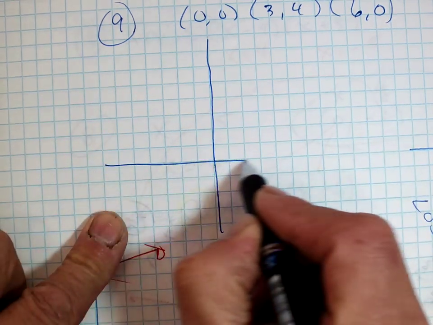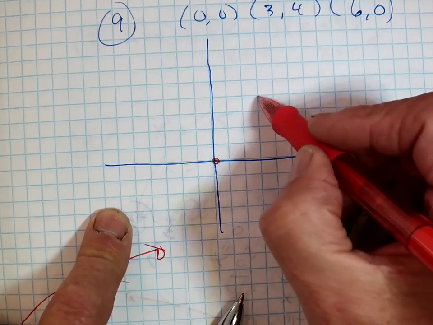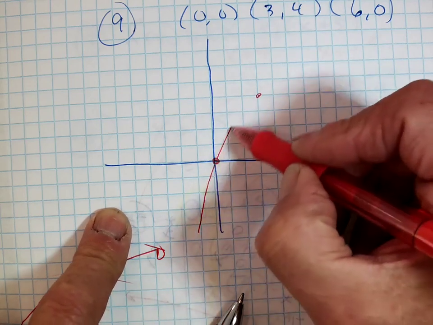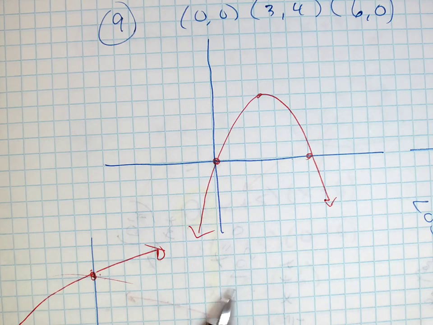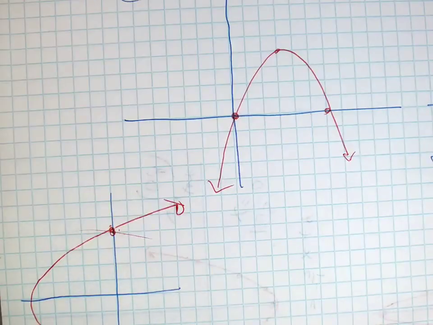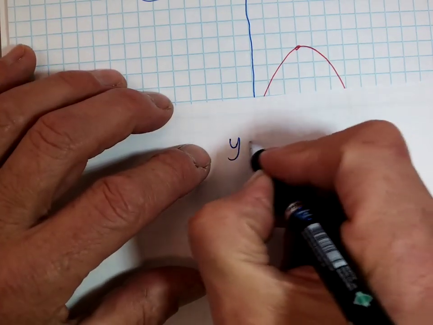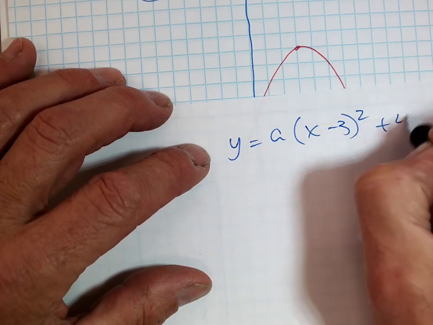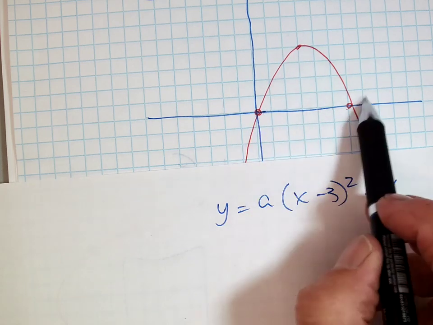Might get some information by looking at it. So 0, 0. 3, 1, 2, 3, 4, and 6, 0. So the parabola looks something like this. All right, so now, in vertex form, I can at least start with this. I'm going to write, applying Quinn's rule, y equals a times an x minus 3 squared plus 4, because that's my vertex, right? It's got to be my vertex because it's right in the middle of these 2 points.